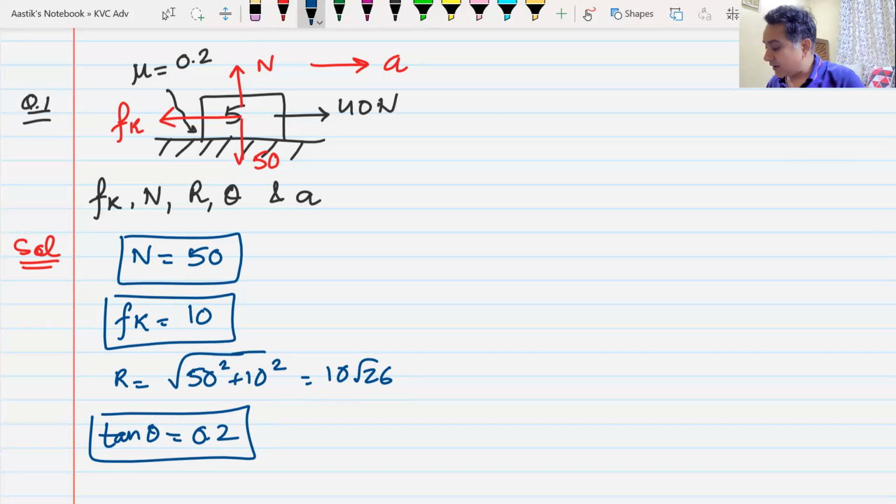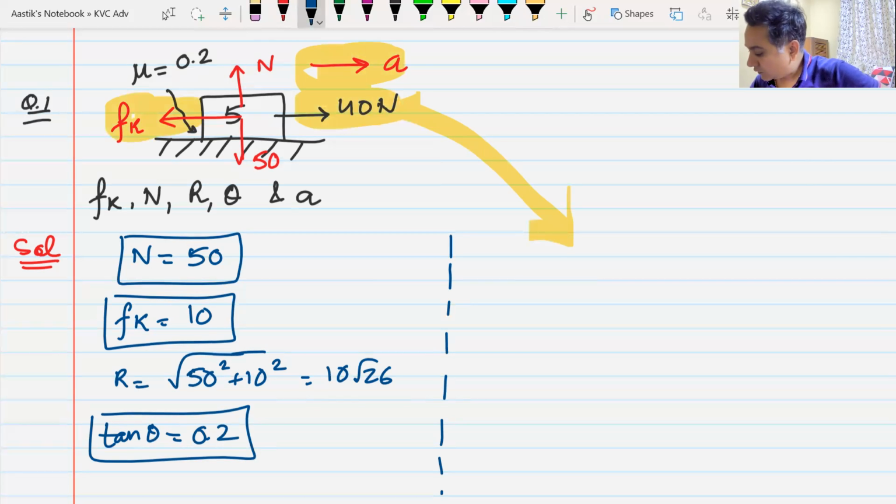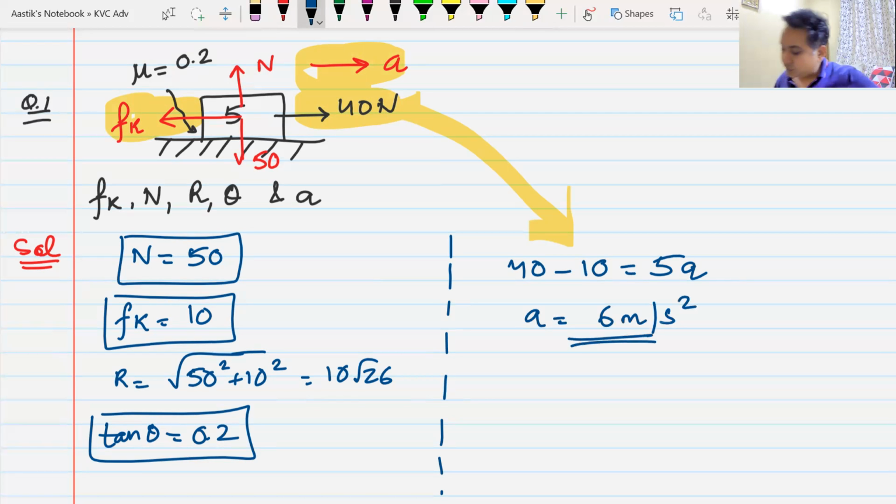Now I have to find the acceleration. How will I find the acceleration? Do what we have been doing. Look at the forces in the direction of acceleration. So what is the equation for acceleration here? F minus Fk equals Ma. 40 minus Fk, which is 10, is equal to M, 5a. So you get acceleration as 6 meter per second square. Everyone got this?